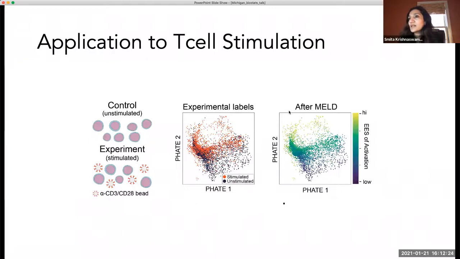And here's an example. Here's a T cell stimulation experiment done in single cell. There were these beads that stimulated these T cells. As expected, the single cell data has a lot of overlap.